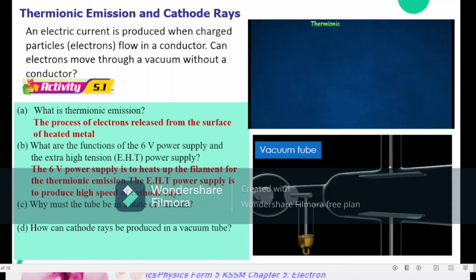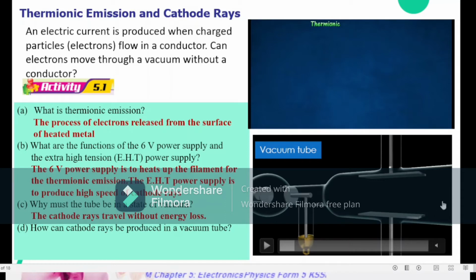While the EHT power supply is connected across the cathode and anode, which provides kinetic energy to electrons, or we can say it produces high speed cathode rays. Why must the tube be in the state of vacuum?